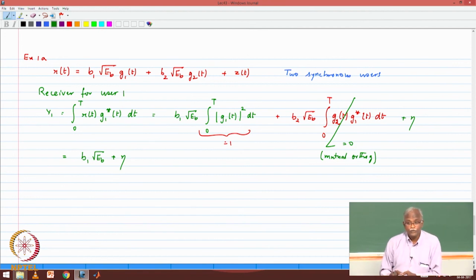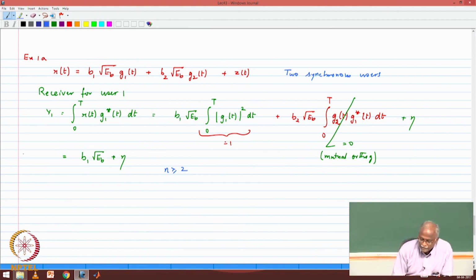So what did it do? It took you from a multi-user environment to a single user AWGN-like environment, all because you could satisfy mutual orthogonality. Now this is applicable for N greater than or equal to 2 also. The key thing is you must have waveforms that are orthogonal and the users have to be synchronous, so therefore it's an important element.